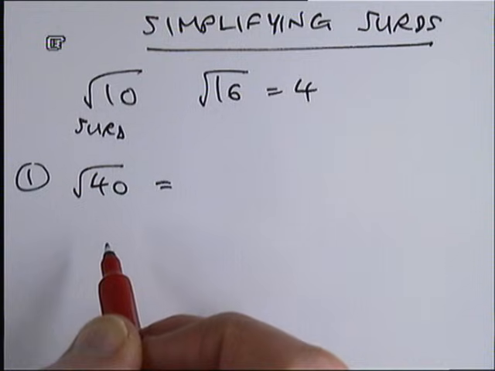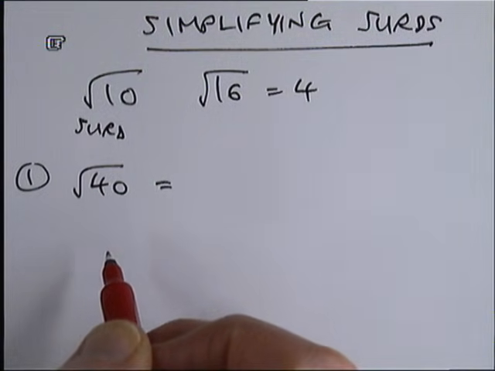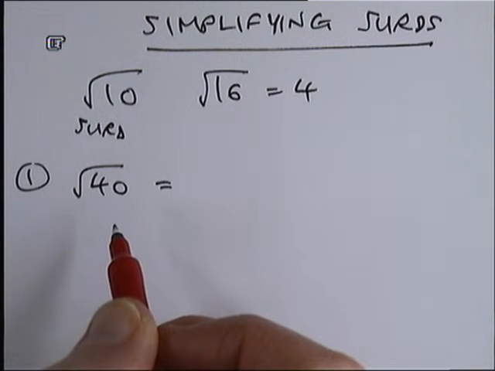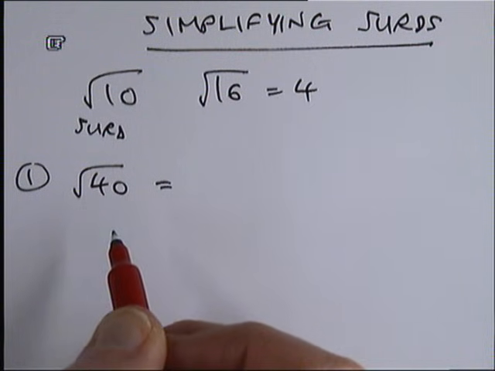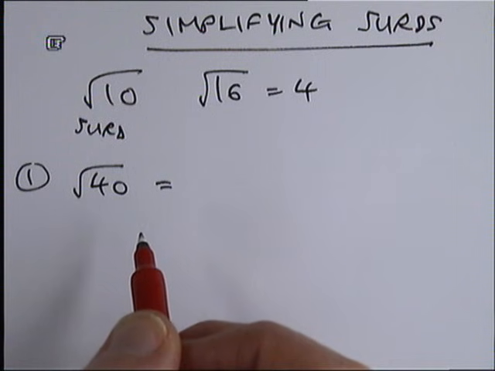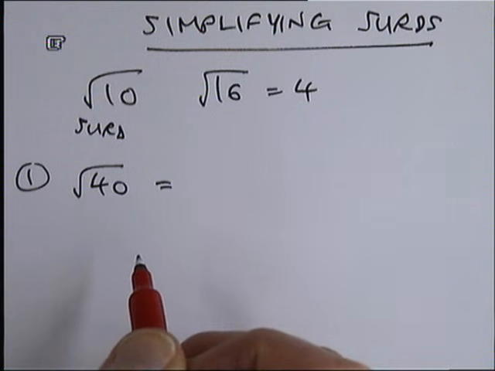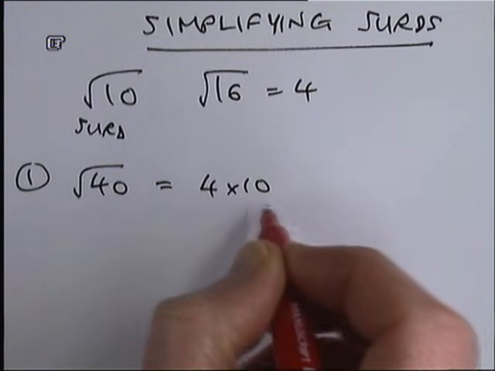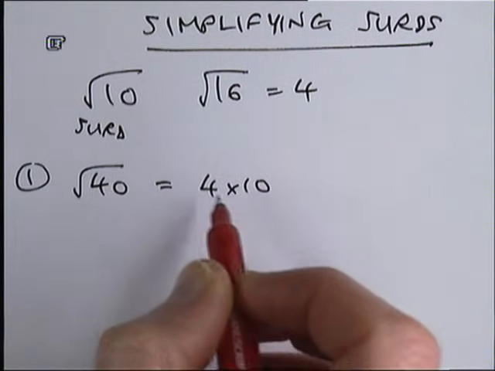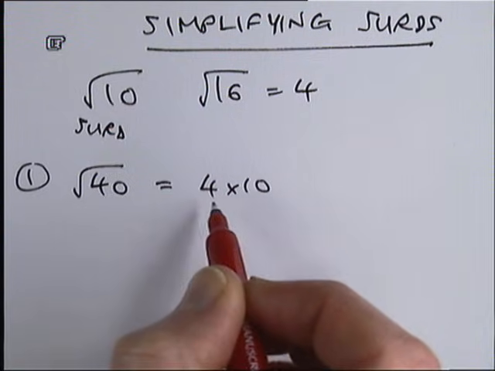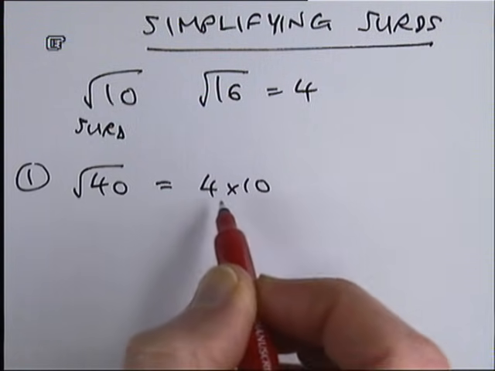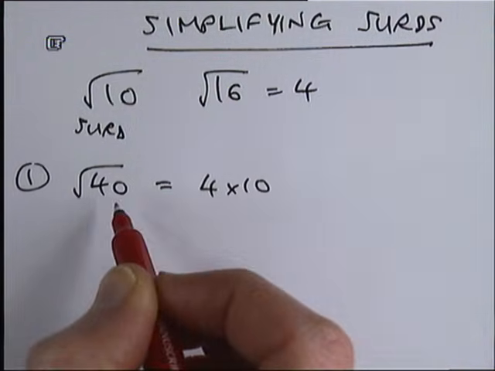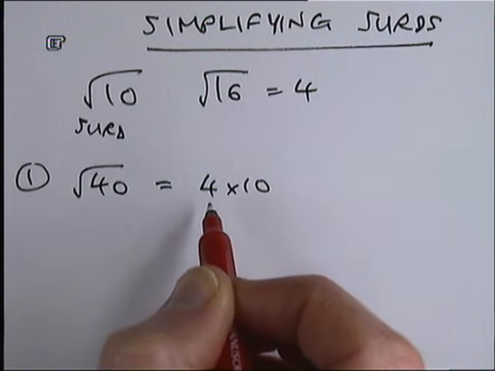Okay, so there's 1 times 40, 2 times 20, 5 times 8, 4 times 10. There are various different numbers that multiply together to give you 40, and you're looking for a pair of numbers where one of them is a square number. And if I go for 4 times 10, 4 is a square number. And that's the one I'm going to use. You're always looking for a pair of numbers which multiply together to give you the number inside the square root sign when one of them is a square number.